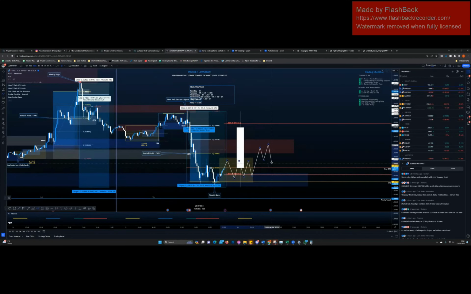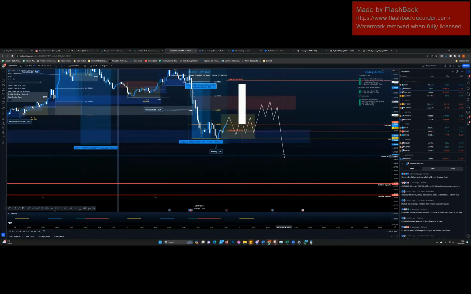Then I look for a confirmation entry for an HOD reversal trade to go short, to at least hit this or this. That will be my plan for tomorrow. If I don't get my confirmation entry, I'm not going to touch it. And I am aware of the news tomorrow.